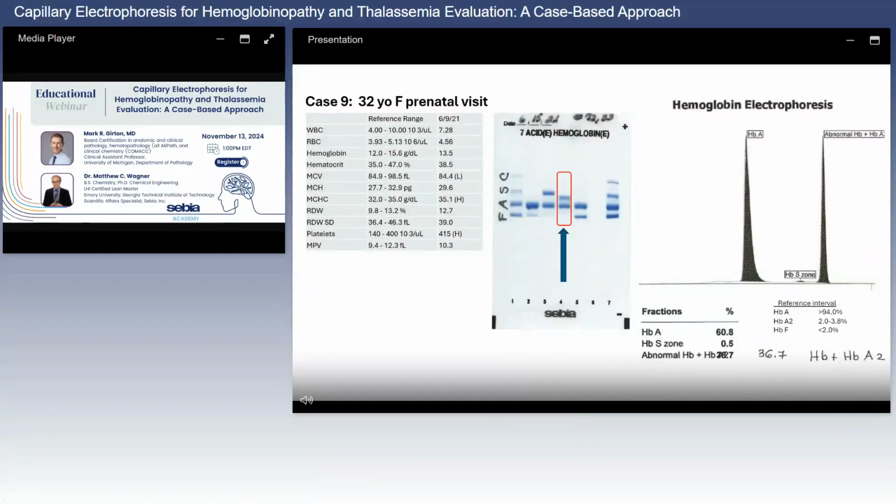Looking at the CBC indices, this patient has no anemia, but does have a very, very slight microcytosis. MCV is 84.4, just below the bottom of the reference interval there, 84.9. Slightly increased platelets. And looking at the acid gel here, we have a band in the A position and a band that is traveling near, but perhaps not quite at the S position.